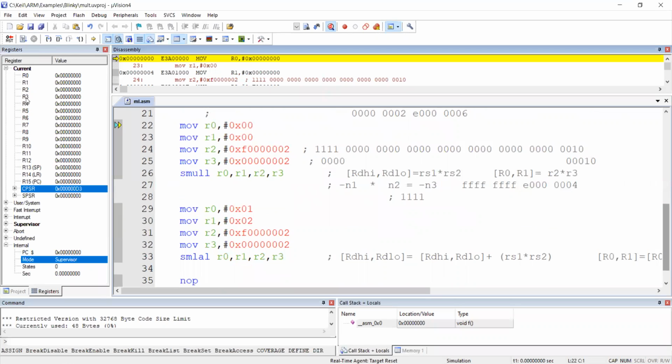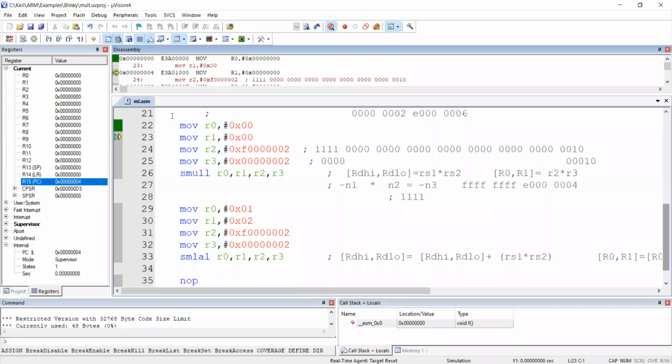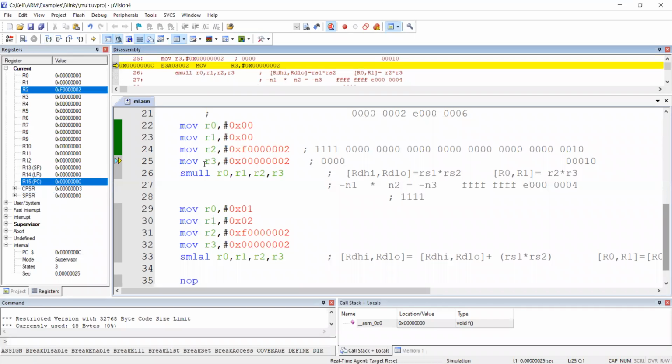Okay, please observe the results in R0 and R1. Something should be F. Then we should consider it as I think we have discussed yesterday. Anyway, we'll recall once. So first number and second number 0. Third number is F, 6 zeros and 2, that we can see in R2. Fourth value is 2 only.